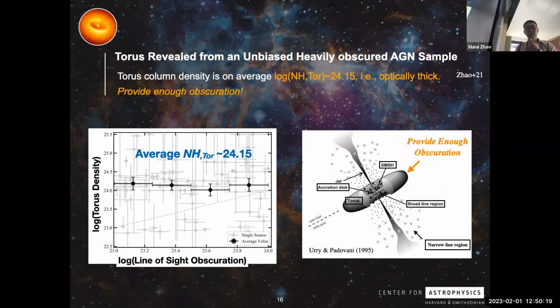And this suggests that the torus is very thick and it can provide enough obscuration to really obscure the central broad line region. So that's why we didn't see the broad emission line in the type 2 AGN.